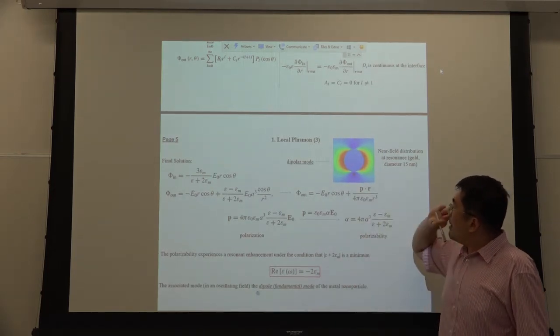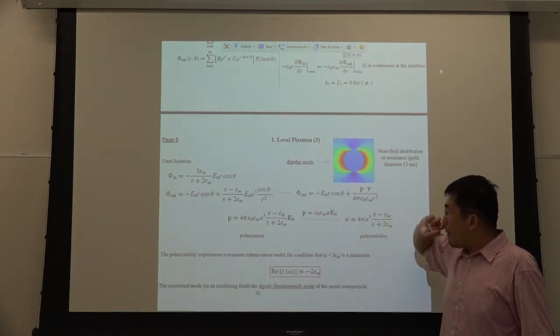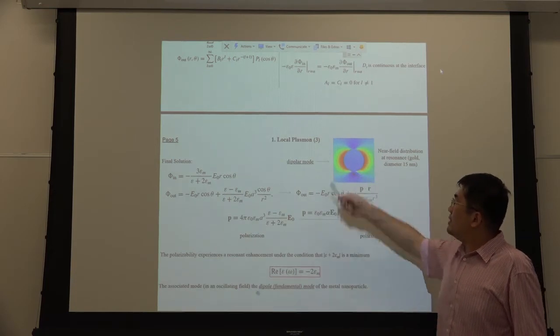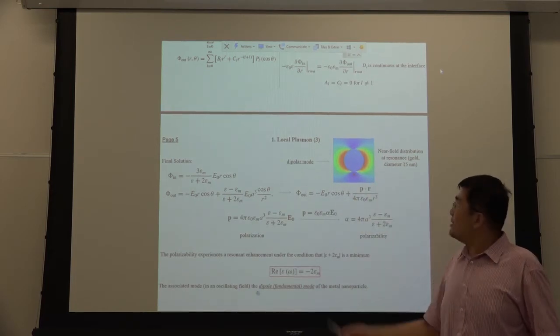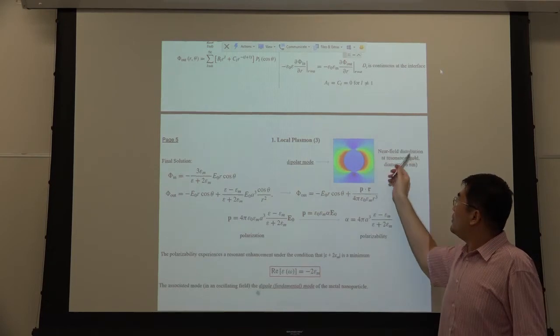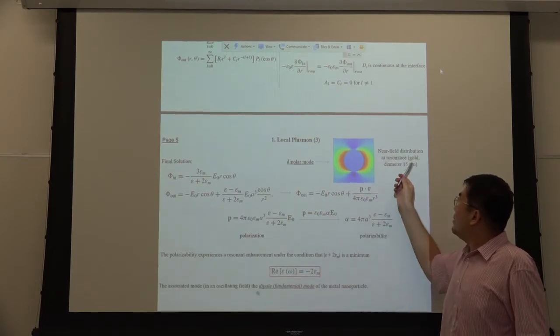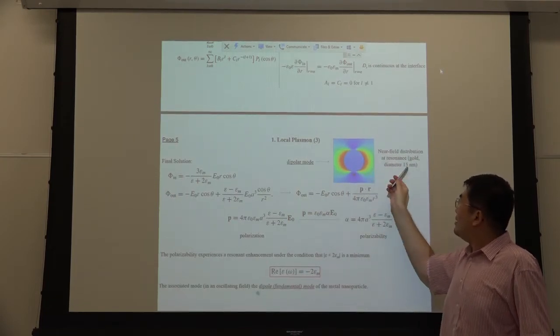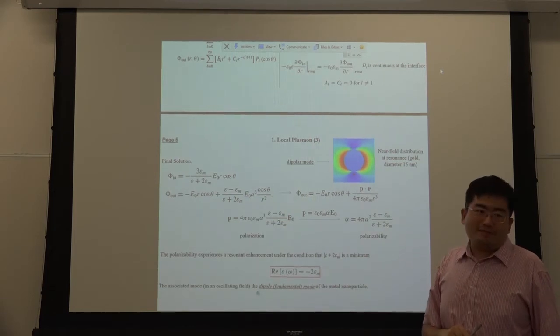Okay. So this is a dipole mode, you can see. This work is done by my colleague. They use some full wave simulation to get this dipole mode. Very nice. It's a nanosphere. It's the near field distribution at resonance. It's gold with a diameter of 15 nanometers.